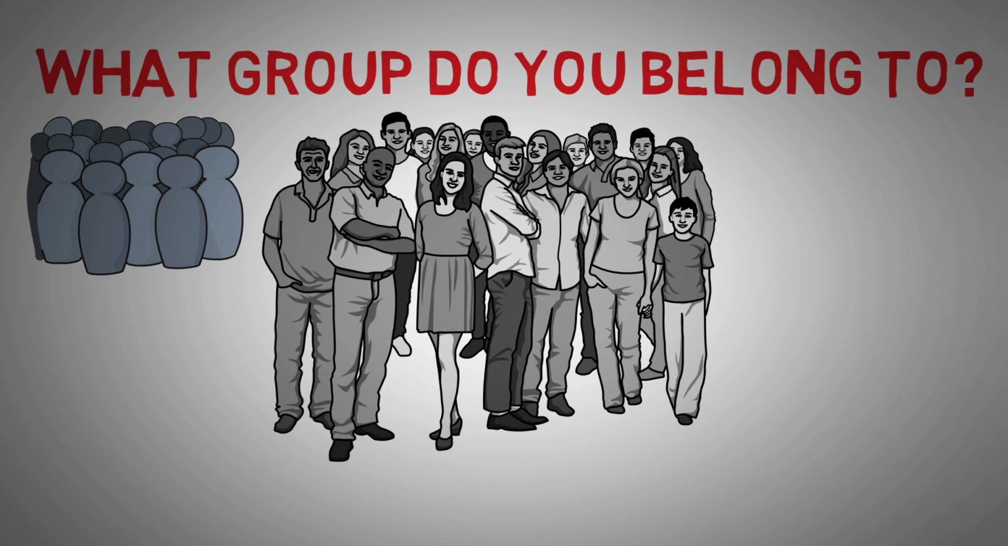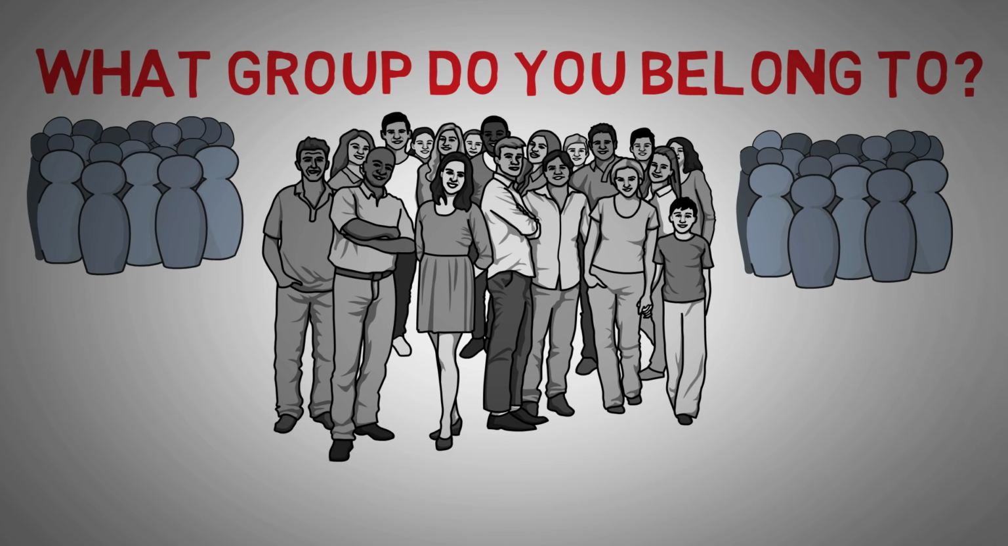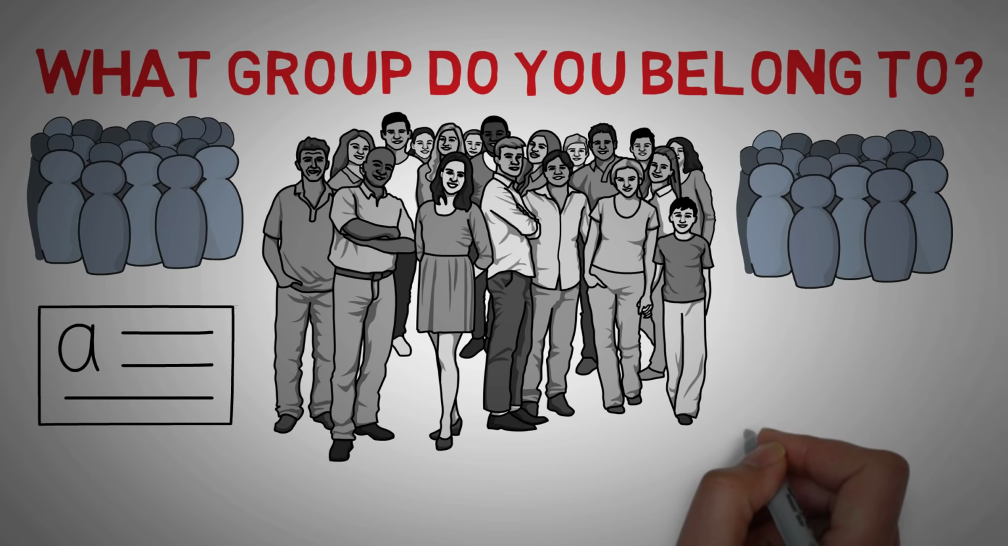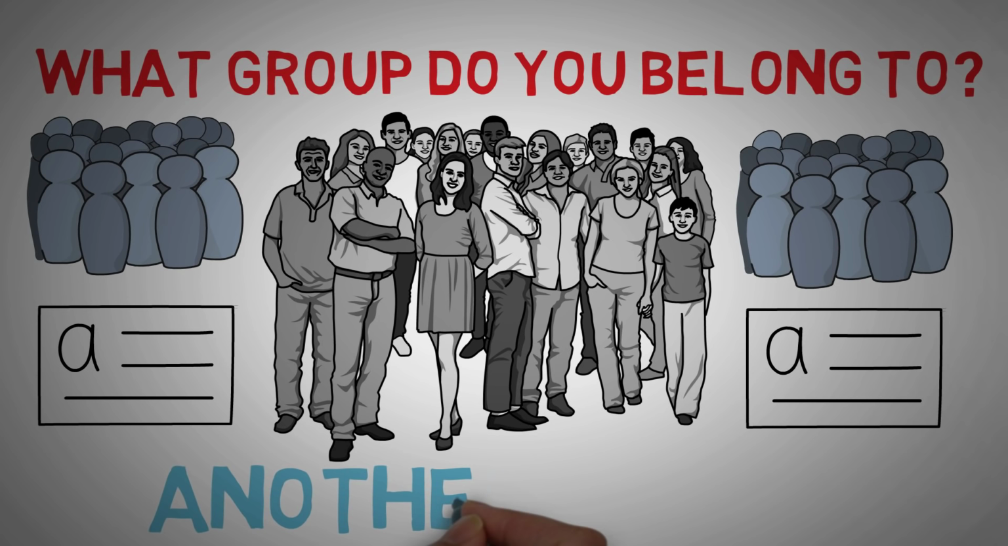You may identify as a student of Temple University. Or you may identify as a member of your immediate family. Or maybe even as a Catholic. For every group that you belong to, there's an opposing group. There's another group out there. These are people that don't identify in the same way. You might call them the others. The students who go to other colleges, who come from other families, or practice other religions.